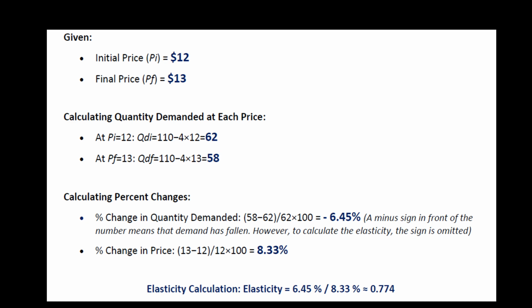So (58 - 62) / 62 equals -6.45. Remember, a minus sign in front of the number is the signal that demand has decreased, it has fallen. Don't worry about this kind of thing. Just eliminate the minus sign. It's going to be omitted. We are not interested in this; we're interested only in the change. So in the further calculation, just use 6.45. It's not going to be a problem.